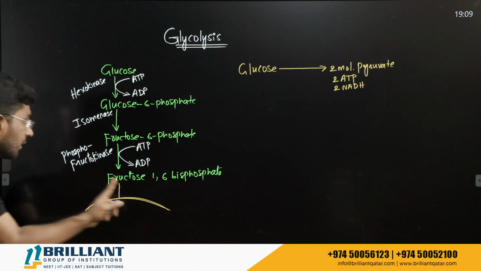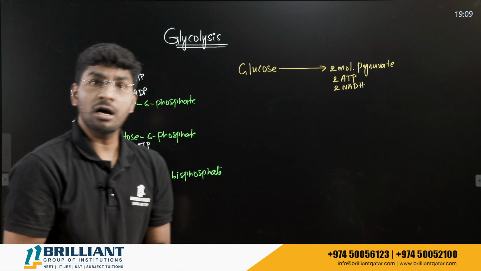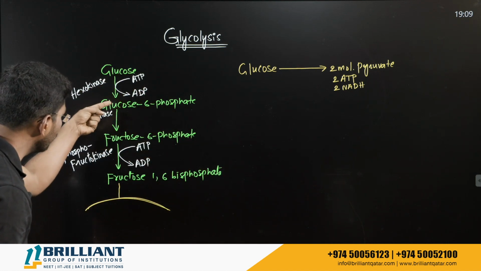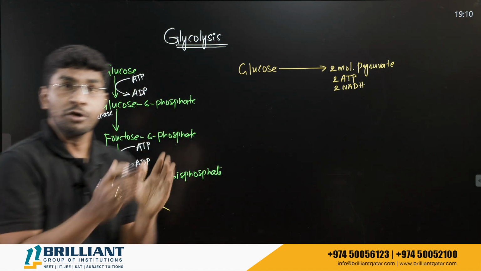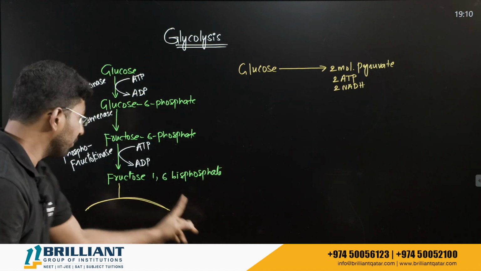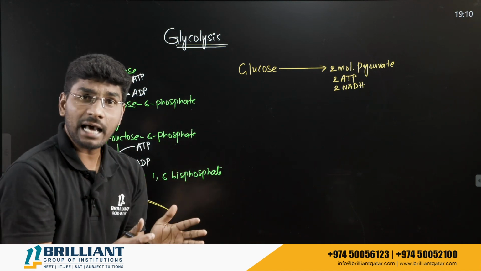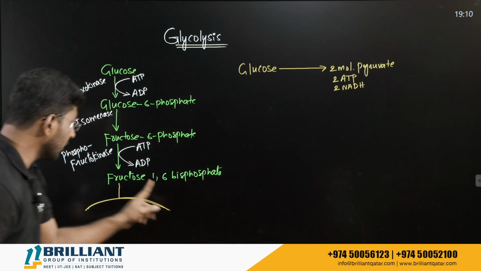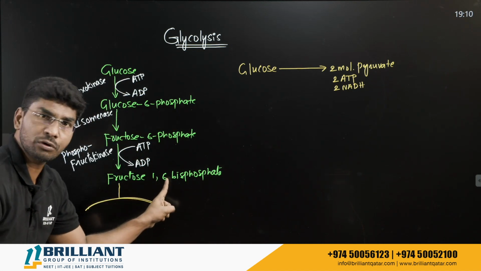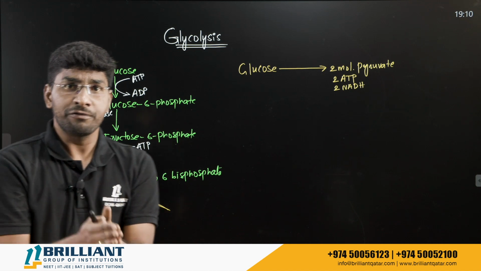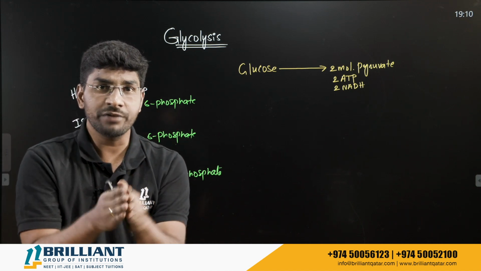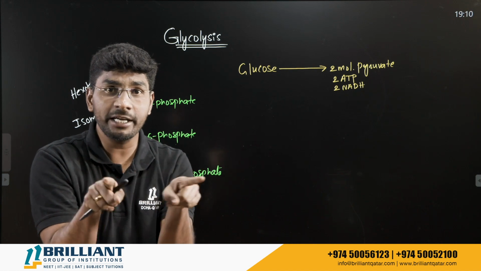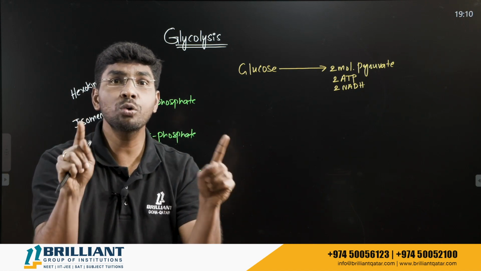Sir, fructose 1,6-bisphosphate is how many carbon compound? 6 carbon, we know. Glucose is 6 carbon, fructose is 6 carbon. Fructose 1,6-bisphosphate is a 6 carbon compound with a total of 2 phosphates: 1 phosphate on the first carbon, 1 phosphate on the 6th carbon. Fructose 1,6-bisphosphate now splits into two 3-carbon compounds.